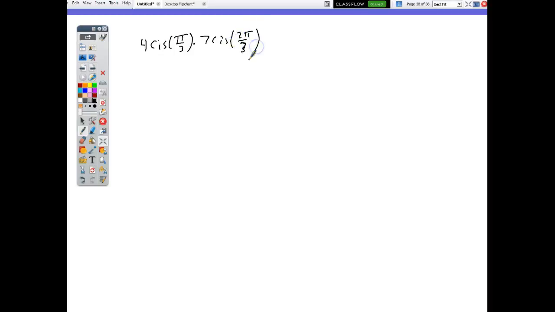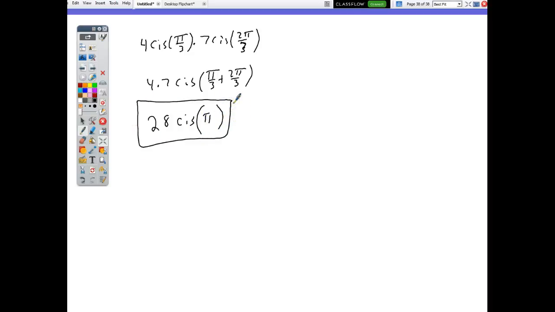So, what is this? Well, it's 4 times 7 cis pi over 3 plus 2 pi over 3. So 4 times 7 is not 21, it's 28. Cis, what's pi over 3 plus 2 pi over 3? Pi. So there is my cis form.